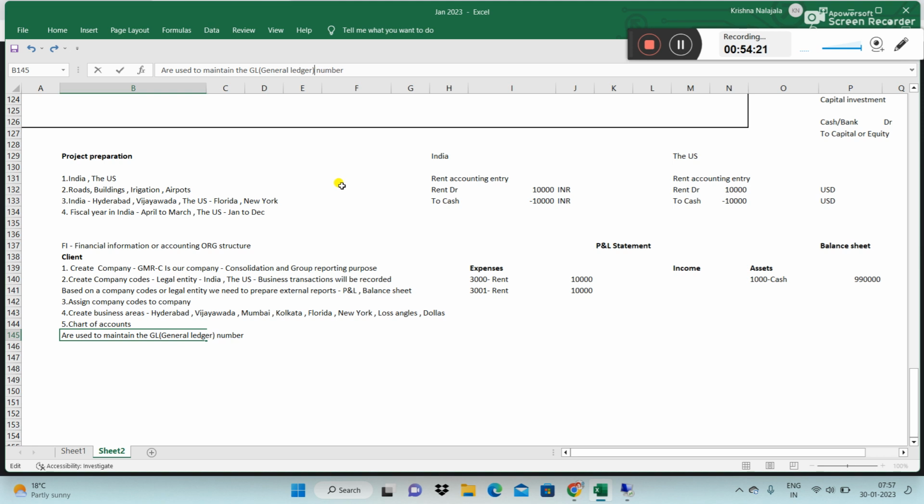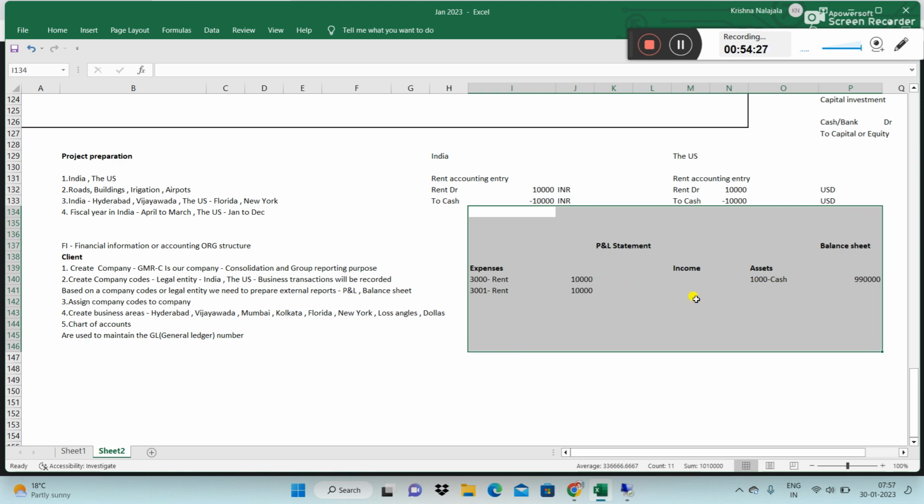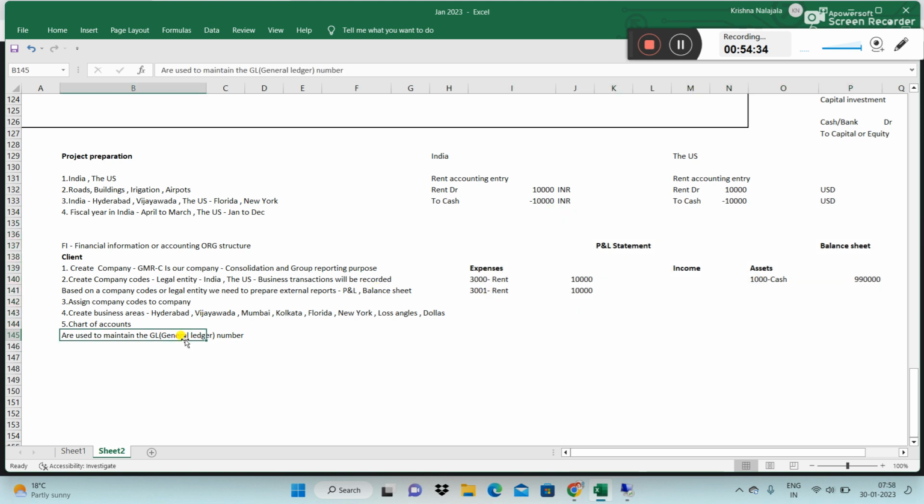Another important thing is that based on your general ledgers only, your external reports will be prepared. Anywhere in your external reports, you see GL accounts only, right? GL accounts with the balances. The chart of accounts is used to maintain a GL account number and language.